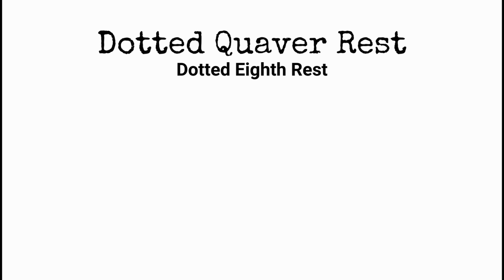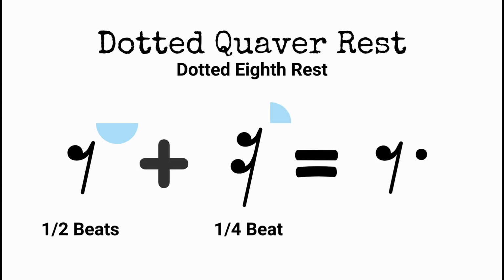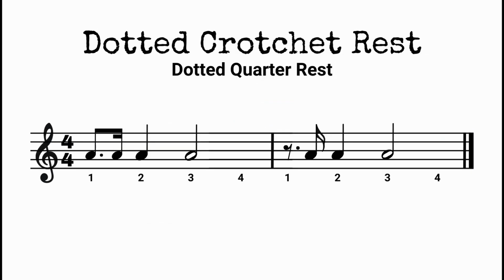A dotted quaver rest has the value of a quaver rest, which lasts for half a beat, added to a rest half its value, a semi-quaver rest, also called a 16th rest, which lasts for a quarter of a beat. So a dotted quaver rest lasts for 3/4 of a beat in total. Let's take a look at a dotted quaver rest in practice.